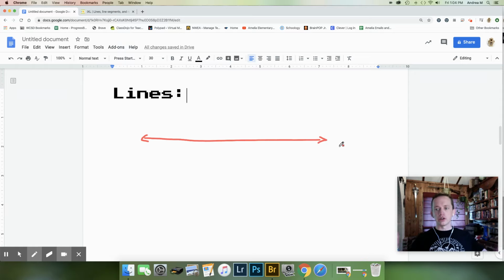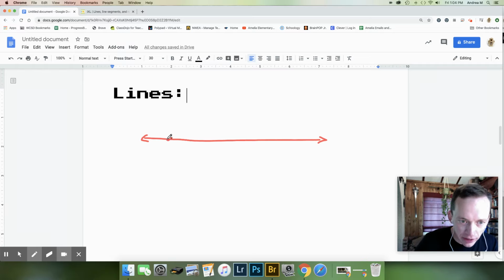What those arrows at each end represent is that the line is going off in both directions, this way and that way, and never stopping. We can't physically draw a line that never ends, because you would die, and then your grandkids would have to keep drawing the line for you. So this shows that it goes on forever and ever in both directions.